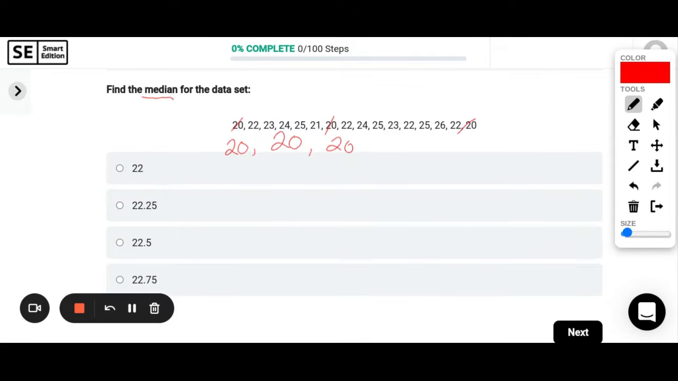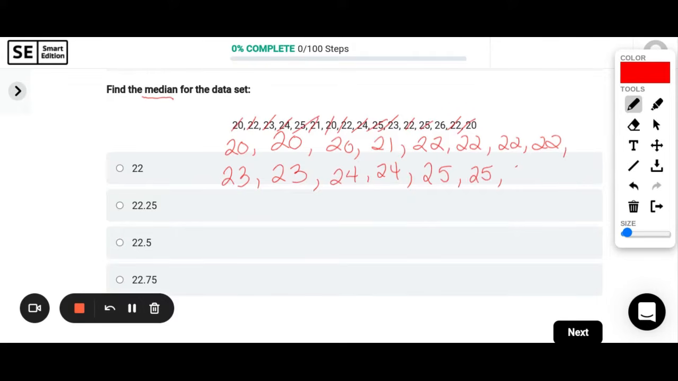So I've got 3 20s. I've got a 21. Looks like we've got 4 22s. 2, 3, 4. What else? 23. We'll also have 2 24s. And then 1, 2, 3 25s. And a 26. So now this is in order from least to greatest.